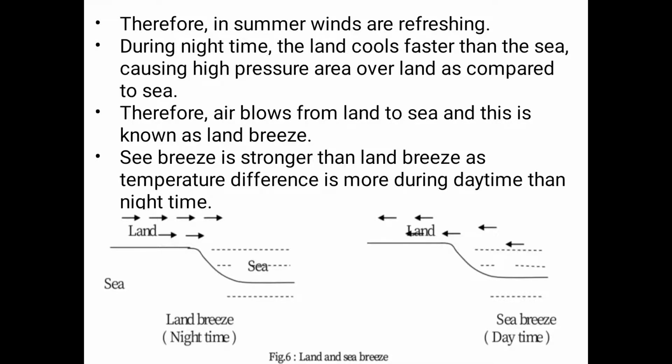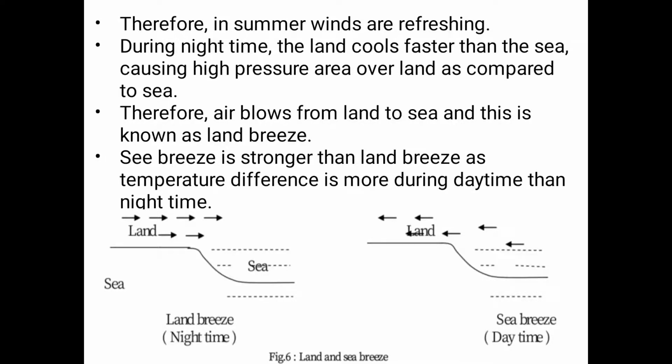In the second condition, during the night time the land cools faster than the sea, and due to that it causes high pressure over the land compared to the sea. The air that flows from the land to the sea is known as the land breeze. The sea breeze is always stronger than the land breeze, as the temperature difference is greater during the daytime than at night. See here the two diagrams showing the land and sea breeze, which is also shown in this picture.